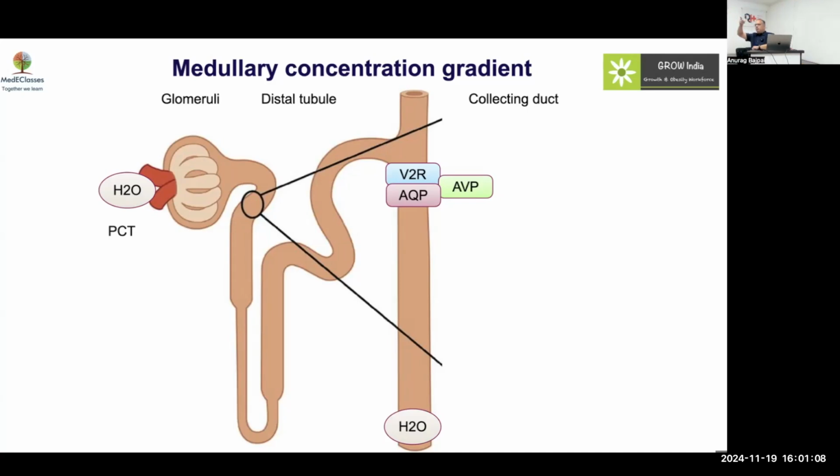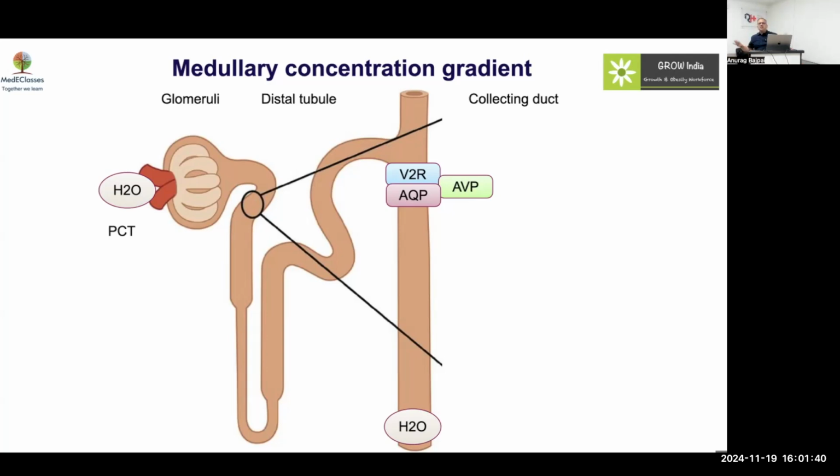In the descending loop of Henle, water will go out, sodium cannot go out. In the ascending loop of Henle, sodium will go out, water will not go out. So urine becomes concentrated. Vasa recta is parallel to that. The sodium that is coming out from the ascending loop will go into the descending limb of vasa recta. Concentration goes up, so from 300 milliosmoles per kg to 1200 milliosmoles per kg, this is the medullary concentration gradient.